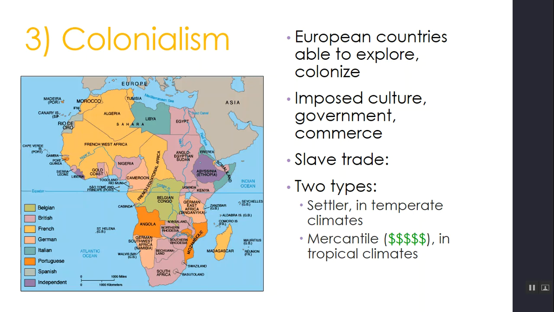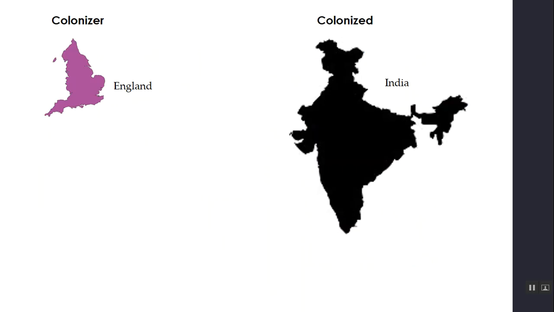Other colonies that were in tropical climates where Europeans didn't really want to migrate to, they set up these mercantile colonies. And so basically, there were Europeans living there, they were running the show, they did impose their government, but it was basically just a way to extract money and natural resources. And the effects of this still remain today.